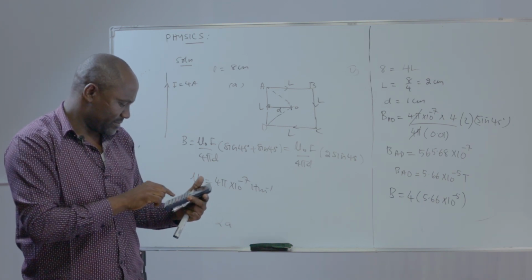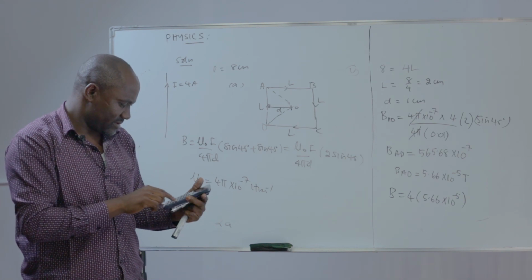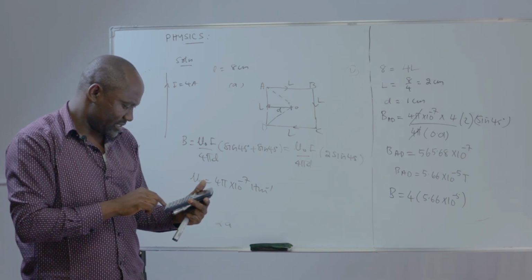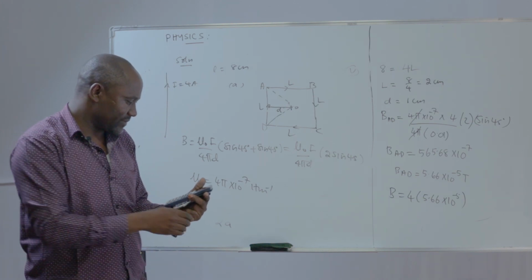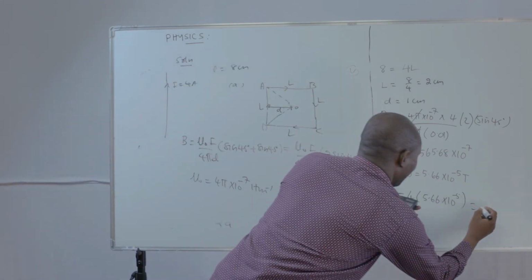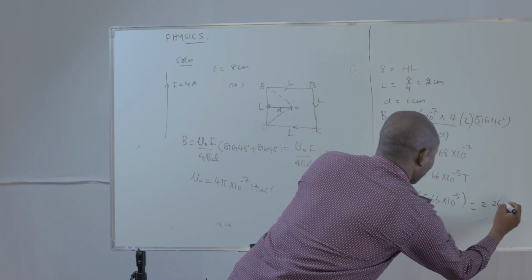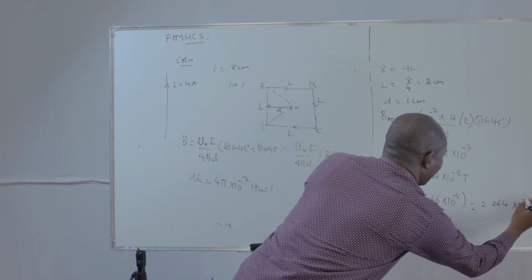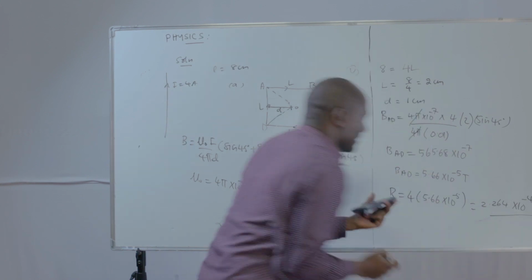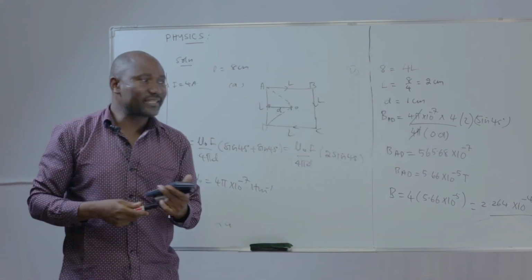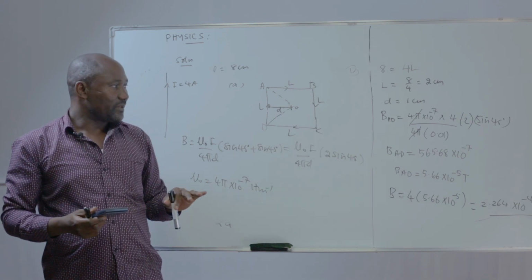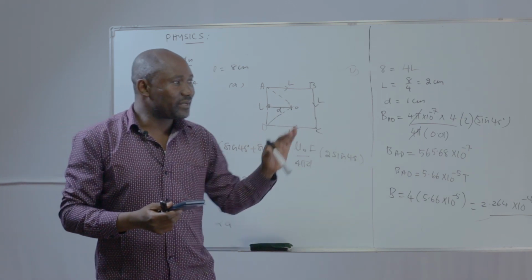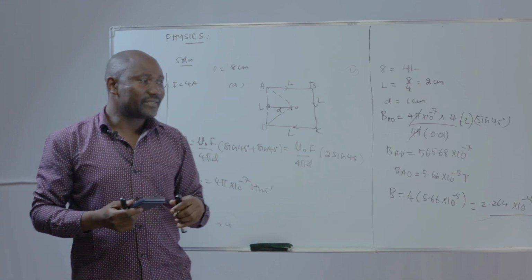5.66 e power negative 5 times 4, you get something like 2.264 times 10 negative 4 Tesla. That's the value of the magnetic flux density for a square loop. Now, let's find the magnetic flux density for a circular loop.